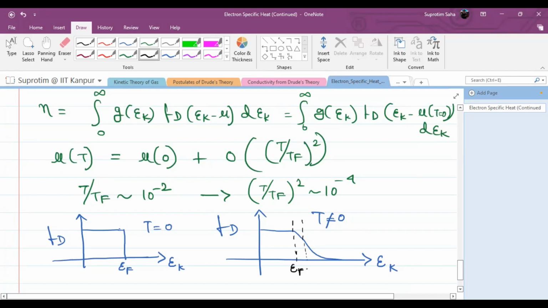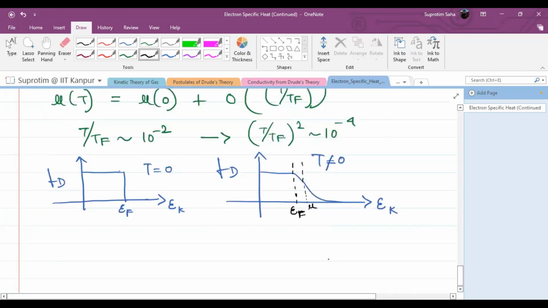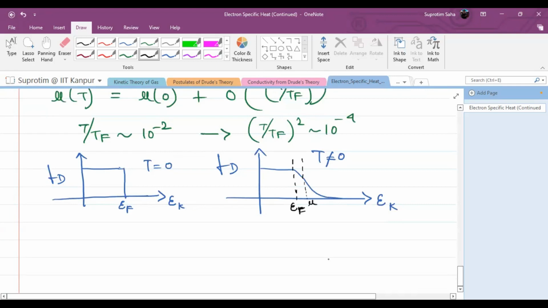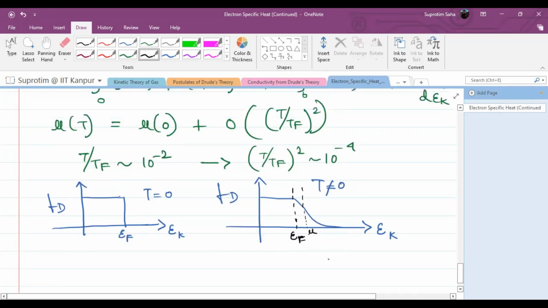So this is E_F, and you can notice that mu at T is greater than mu naught at T equals 0. This is the picture that you should keep in mind, which is already taught to you. Now, as the higher order terms, (T/T_F) squared, are negligibly small, you can write mu at finite temperature T, as an approximation, as mu at temperature T equals 0, which is basically the Fermi energy.